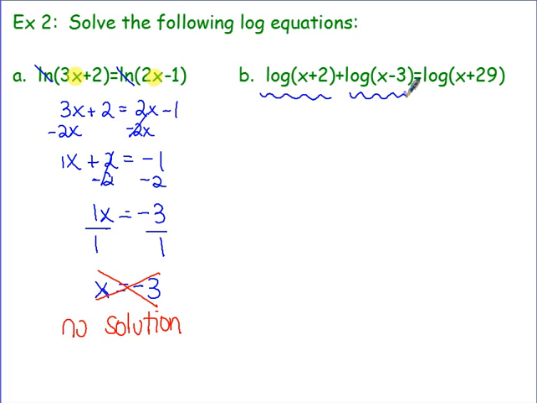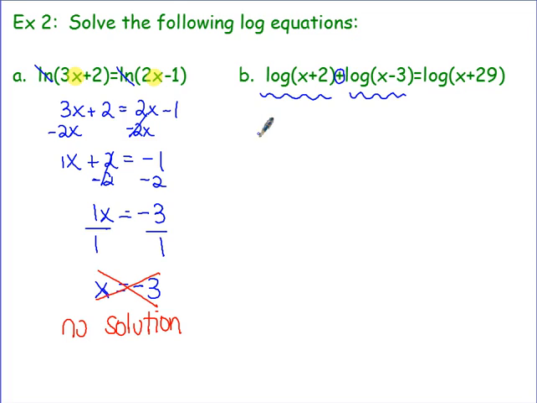This is where step number 1 comes back in the game. You have to condense. In other words, you have to put them together. So look between the logs. What symbol do you see? Well, I see a plus sign. And hopefully you remember that if you see a plus sign between the 2 logs, when you put them together, addition changes to multiplication.